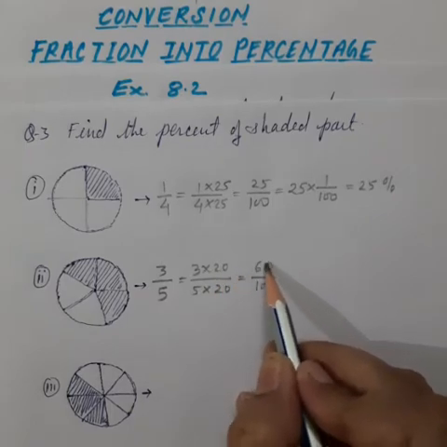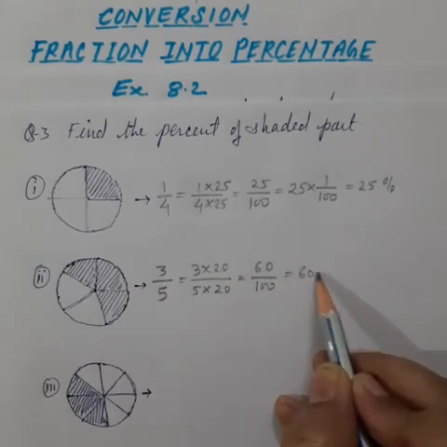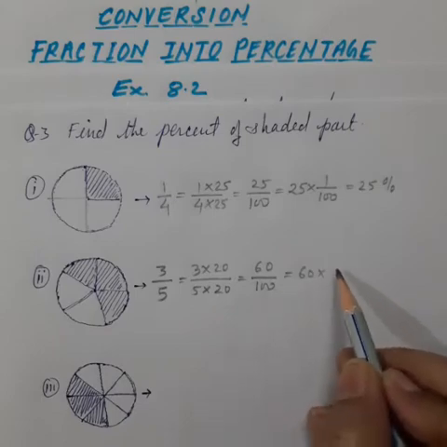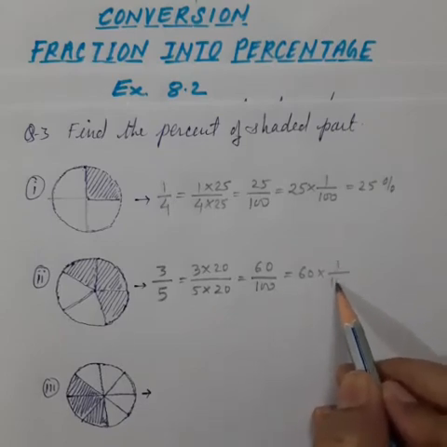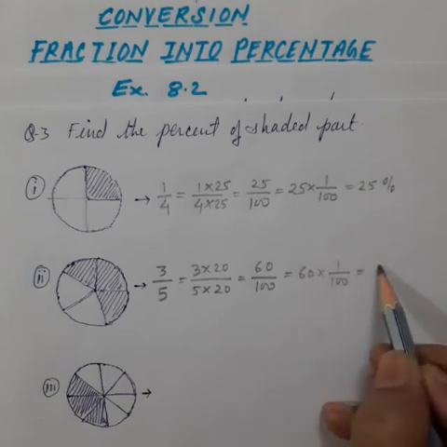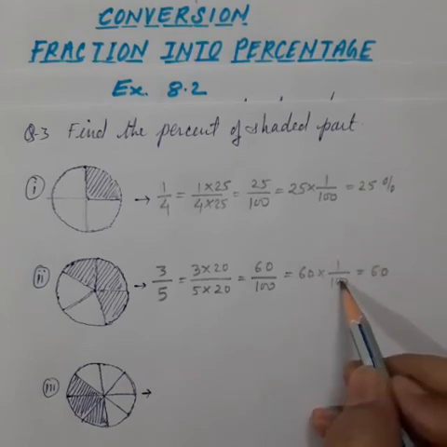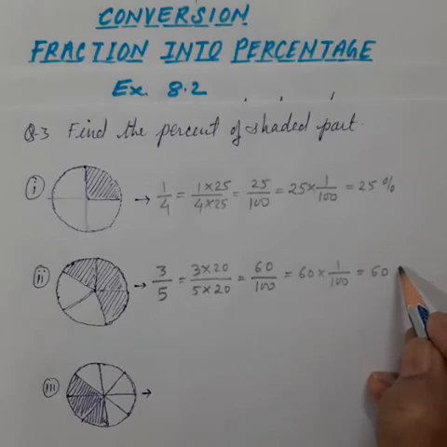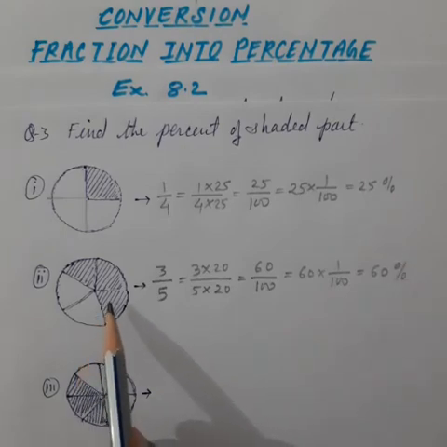3 twenties are 60. 60 is the numerator. Write this 100 in the denominator separately as 1 by 100. And this is the numerator 60, and for this 1 by 100, write the percent sign. So the percentage for this shaded portion in this figure is 60%.